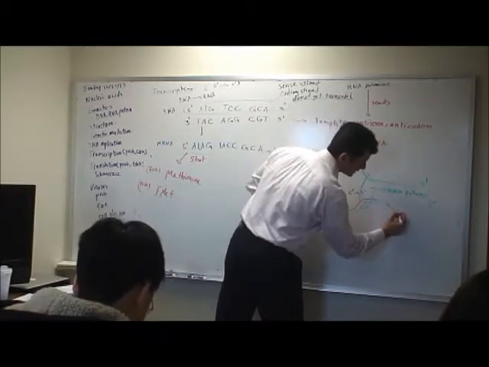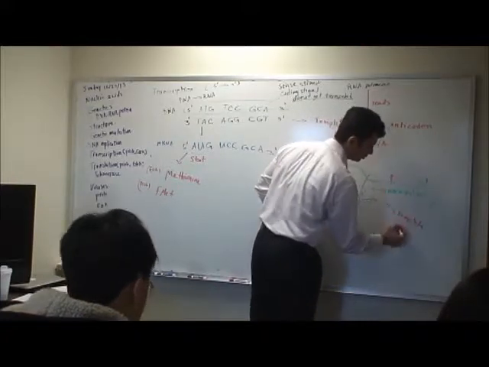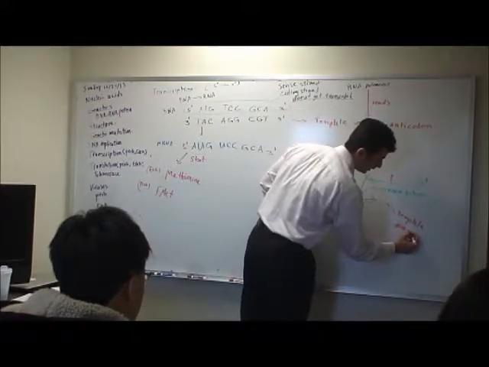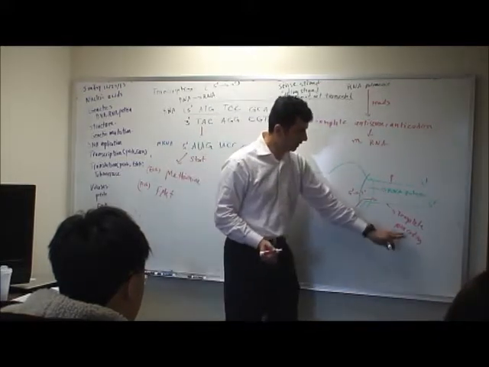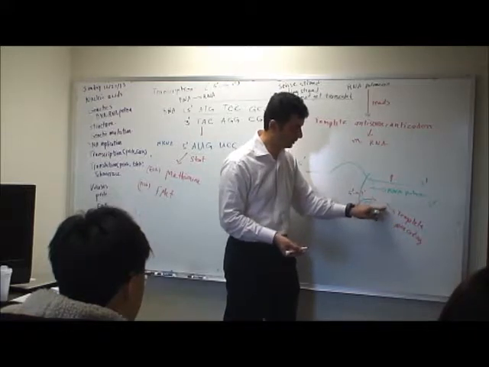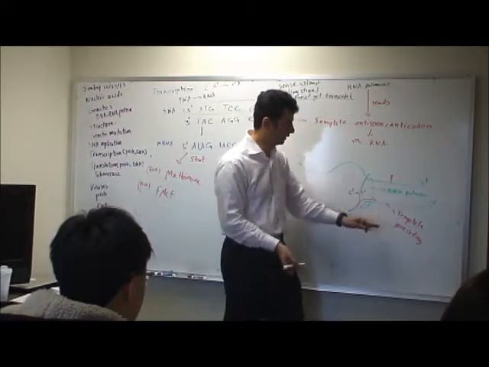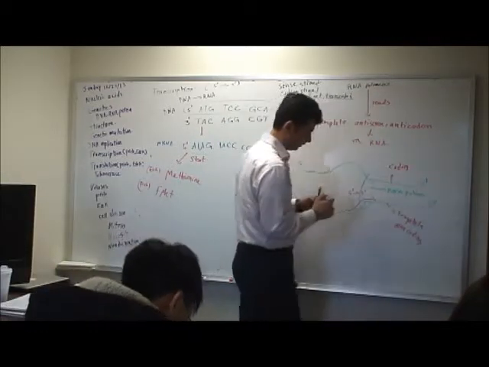So again, this is called the template, and this is called non-coding. Anti-intuitive. Welcome to biology. And you make this. In other words, this is the code that tells you what the mRNA is, and this is the non-coding, and this is the coding strand, as we went over.